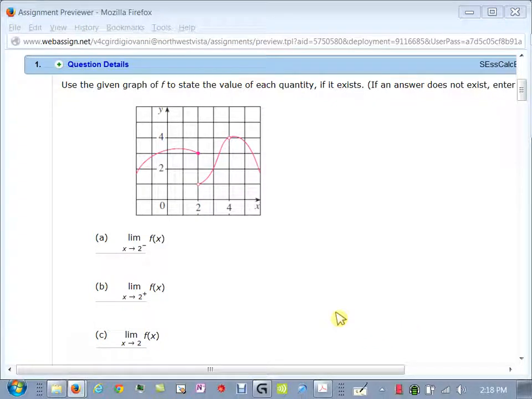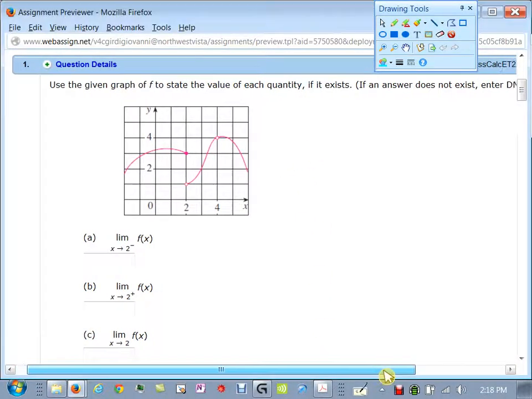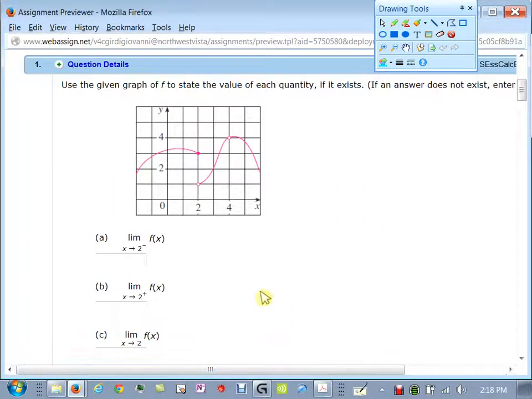Okay, 1.3 homework. Real important stuff here. All right, let me bring this in. All right, let's take a look at the graph here. It says use the given graph to state the value of each quantity if it exists. If the answer doesn't exist, enter what? DNE. Does not exist.